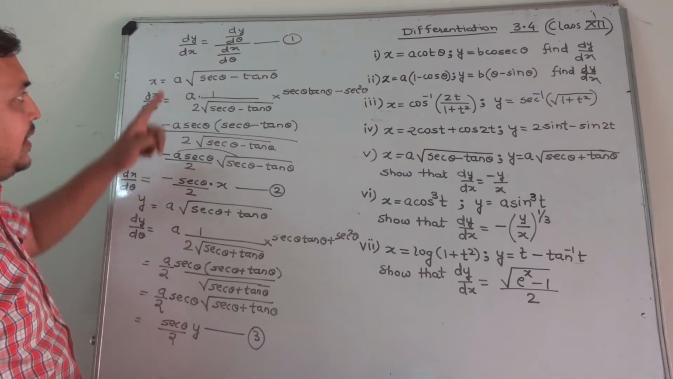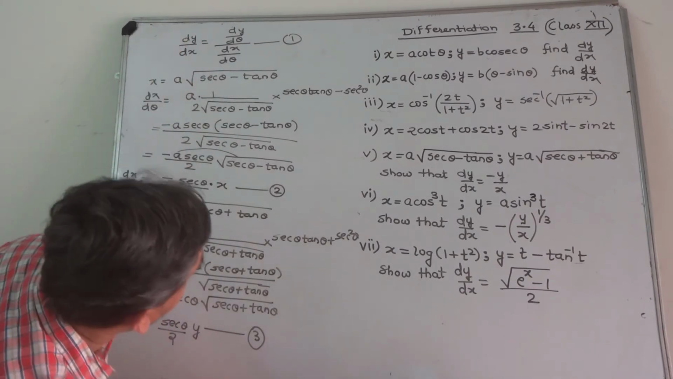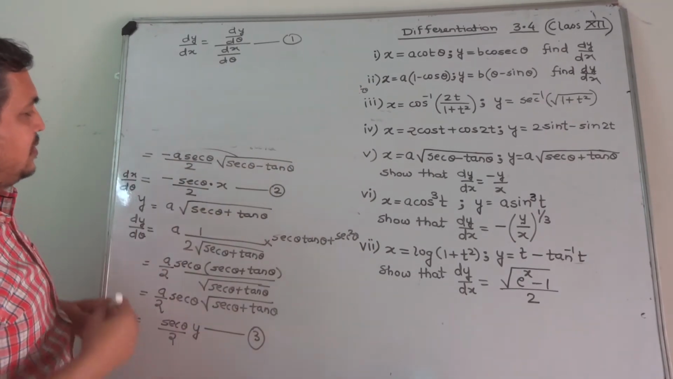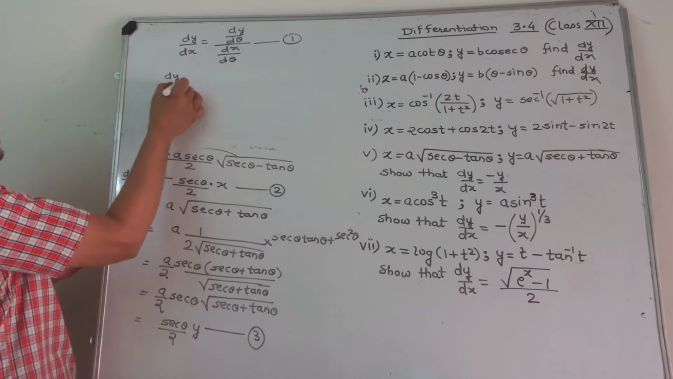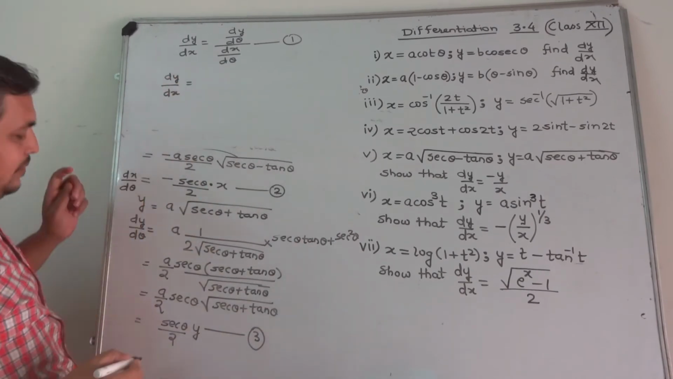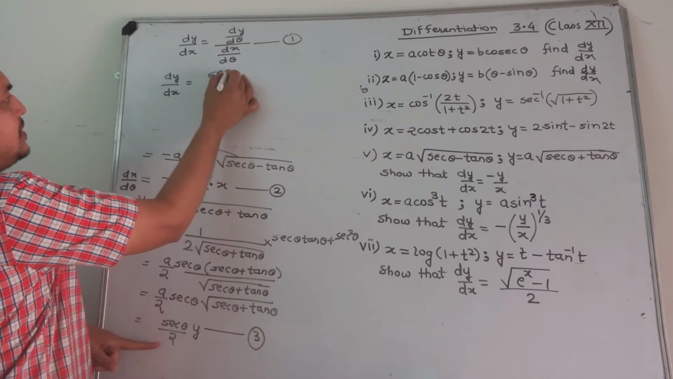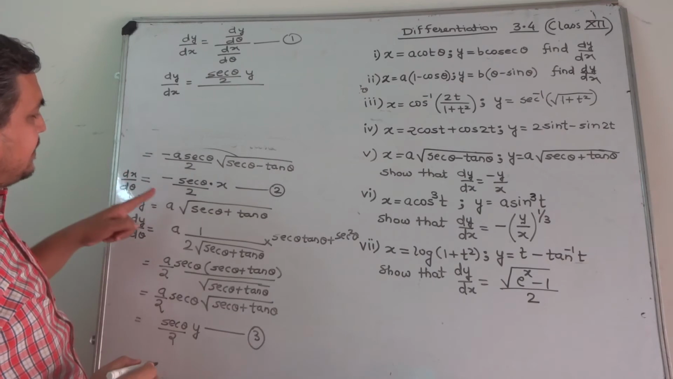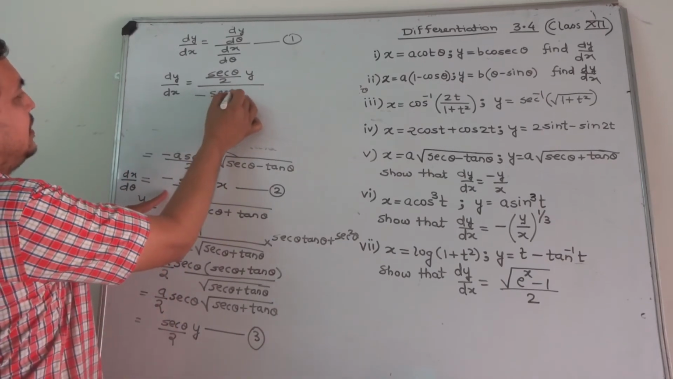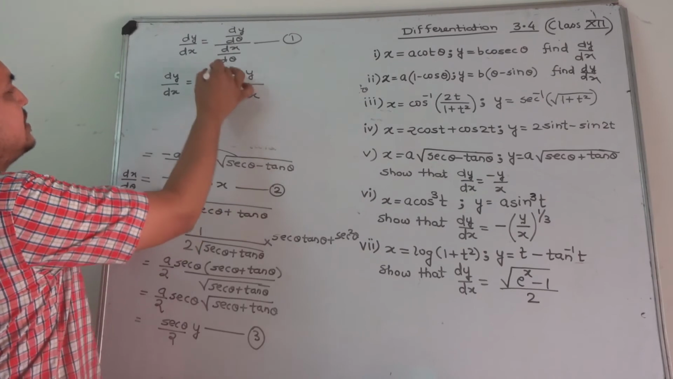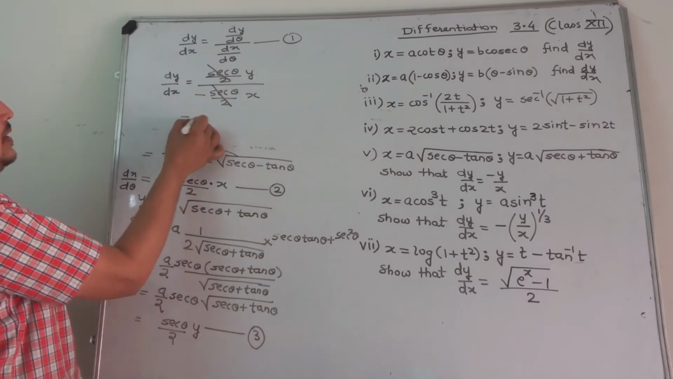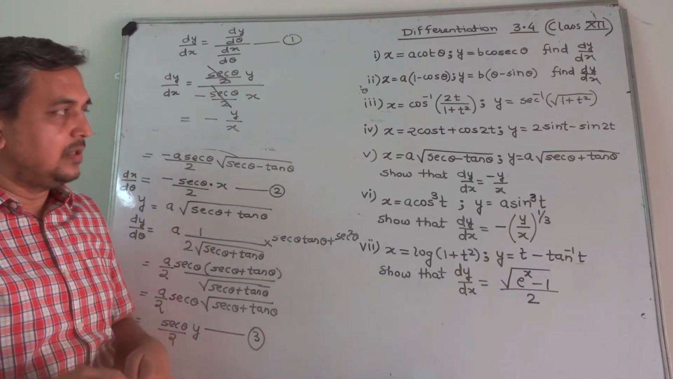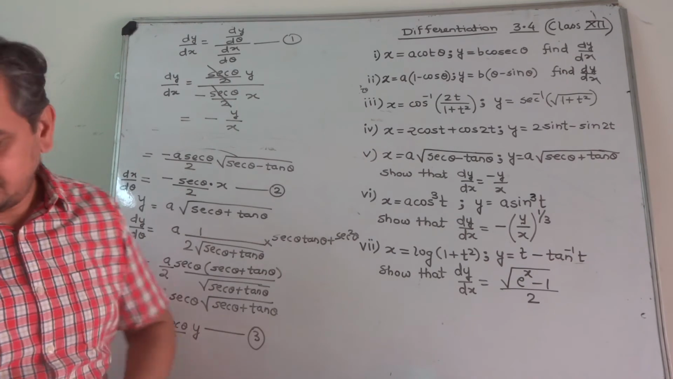Using this 2 and 3 in 1, so let me make some space over here to write the answer. So what do I write? dy by dx is equal to, what is dy by d theta? It is sec theta upon 2 into y, upon, what is dx by d theta? Minus sec theta upon 2 into x. So this sec theta upon 2 gets cancelled and we get the answer minus y by x as required. So students, is this clear to you all?